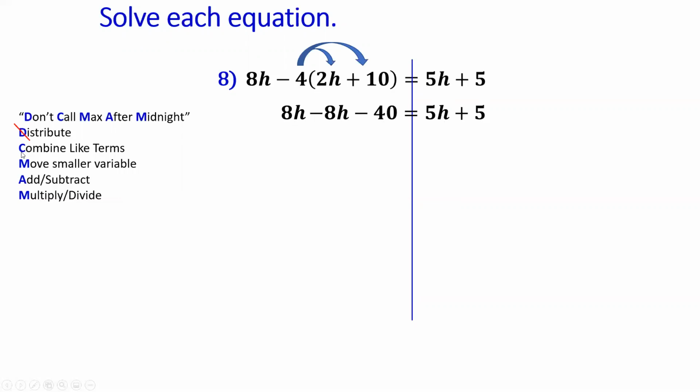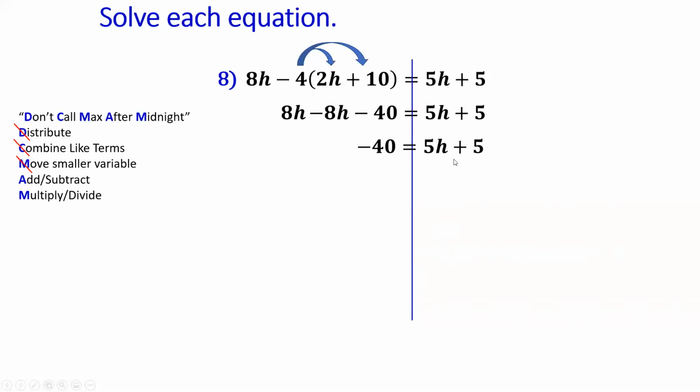Second step says to combine like terms. On the left side, I can do 8h minus 8h. And anything taking away itself, that's going to give us 0. So all I'm going to have left is a negative 40 on the left side. The 5h and the 5 I can't combine, so I just bring them down. Third step says move the smaller variable. Well, I don't have variables on both sides. There's no variable on the left side, so I get to skip this step.